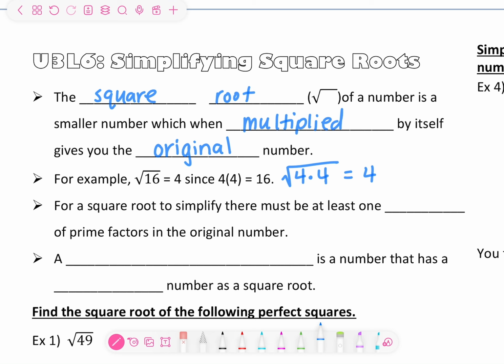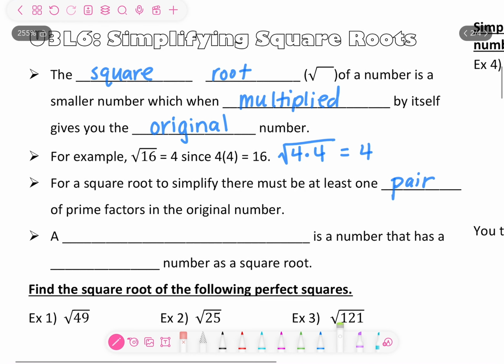So for a square root to simplify, there must be at least one pair of prime factors in the original number. There could be more than one pair, but there's got to be at least one pair of prime factors, because as you can see from this right here, the square root only has an answer when you have a pair of the same number in the radical multiplied together. Okay, and just so you know, I use radical and square root sort of interchangeably. Radical is a more general term. It encompasses more than just a square root. So when you hear me say radical, I'm talking about the square roots.